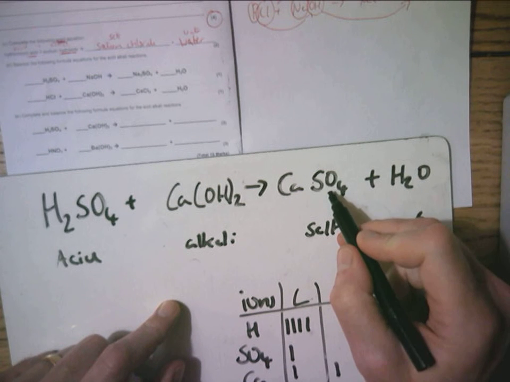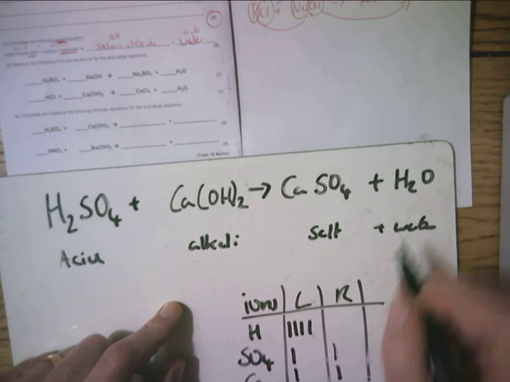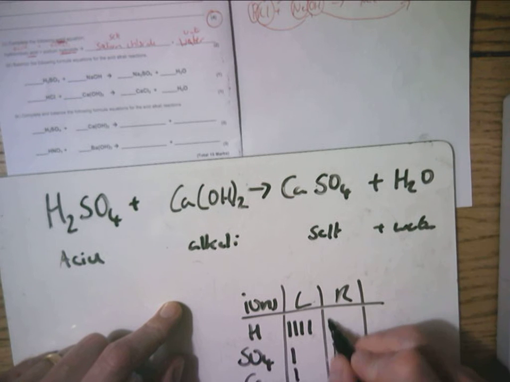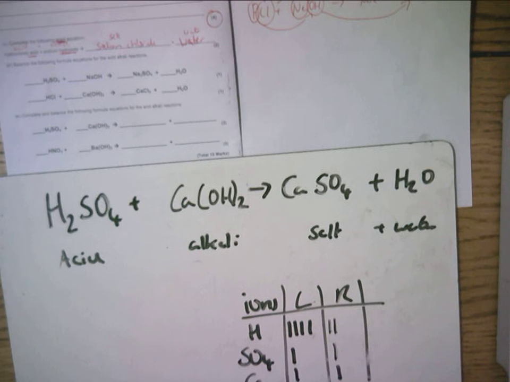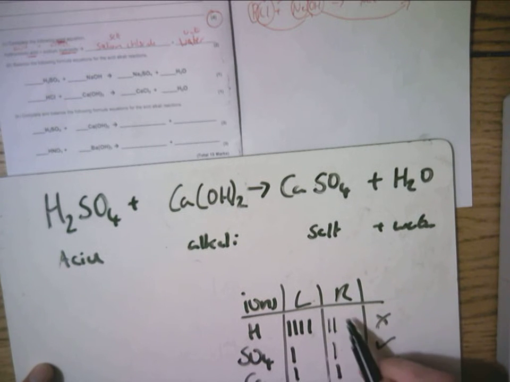How many sulfates have I got? I've got 1. How many H's have I got? I've got 2. How many oxygens have I got? I got 1. So, looking at our balance, 4 and 2, not happy. 1 and 1, happy. 1 and 1, happy. 2 and 1, not happy. I need to somehow get 2 more hydrogens and 1 more oxygen on the right hand side.